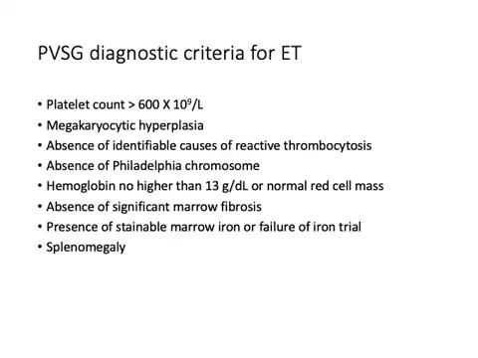In economically challenged countries, previous criteria for the diagnosis of ET may still be used. However, in this criteria, the cutoff platelet count is 600,000 rather than 450,000 as set by the WHO. Again, it's a diagnosis by exclusion. You have to rule out reactive thrombocytosis, rule out chronic myeloid leukemia by a negative Philadelphia chromosome, and the hemoglobin must be no higher than 13 grams per deciliter to distinguish it from polycythemia vera.